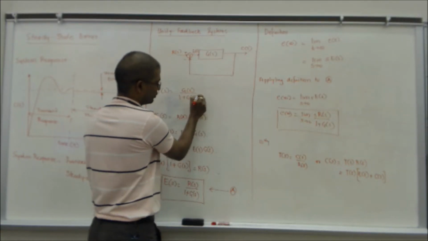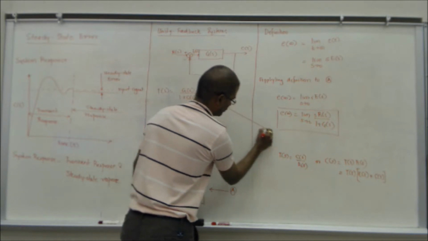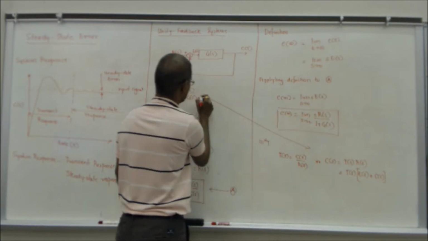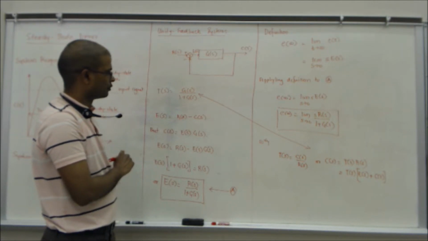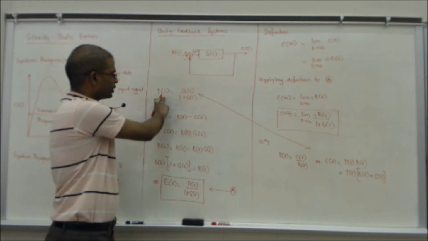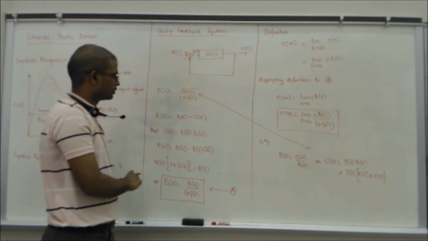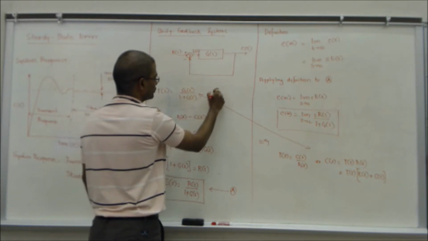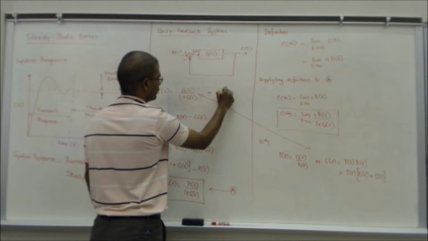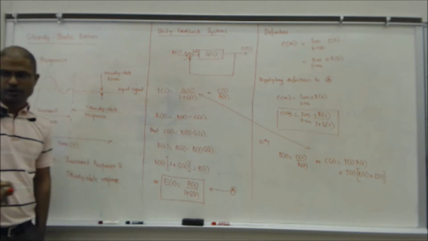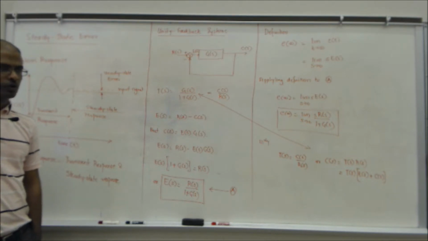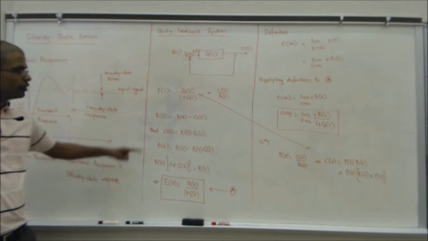You check this definition. T of S is this, right? This is also equal to T of S. This is how T of S is defined. T of S is the closed loop transfer function. G of S is the open loop transfer function. So T of S is that.